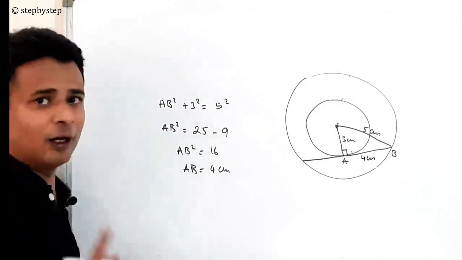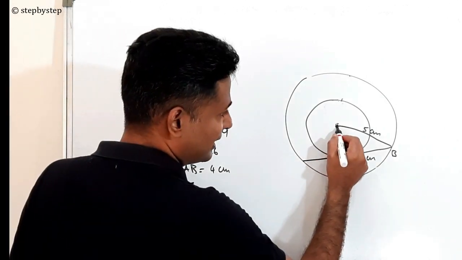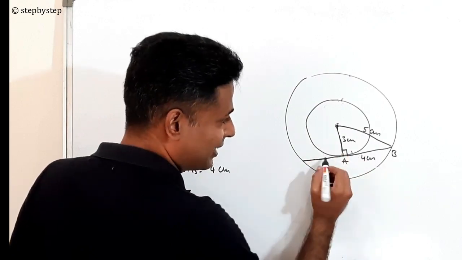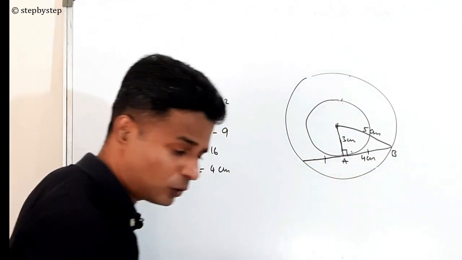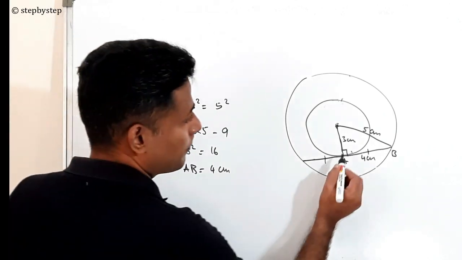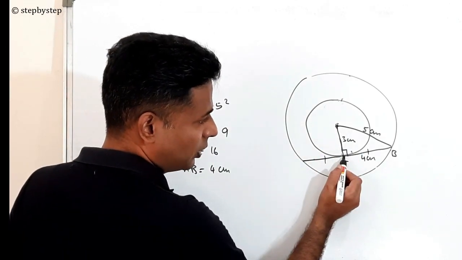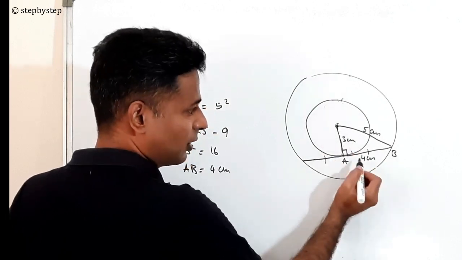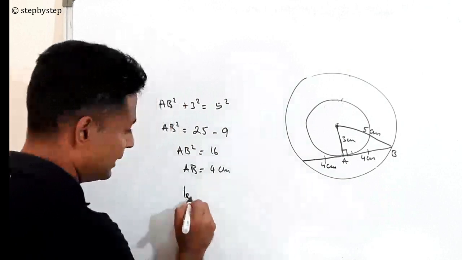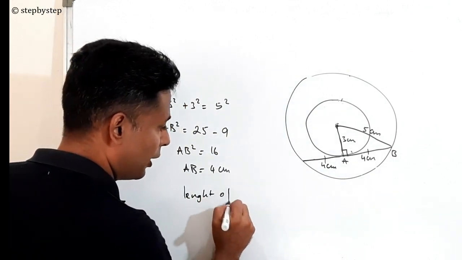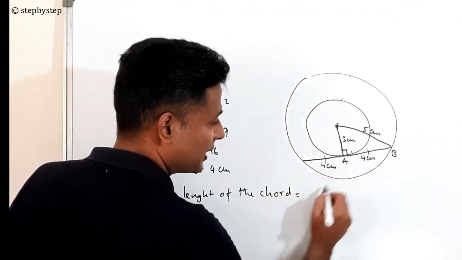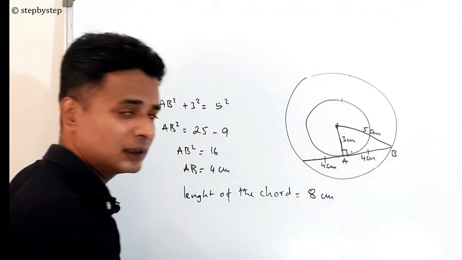Now if you remember from last year, this is a line from the center perpendicular to the chord, which means it will bisect the chord. So this side will be equal to this side. This is another thing that you have to remember from 9th standard. So since this line is perpendicular to the chord from the center, it bisects the chord, which means this also will be 4 centimeters, which means the length of the chord will be equal to 4 plus 4, that is 8 centimeters.